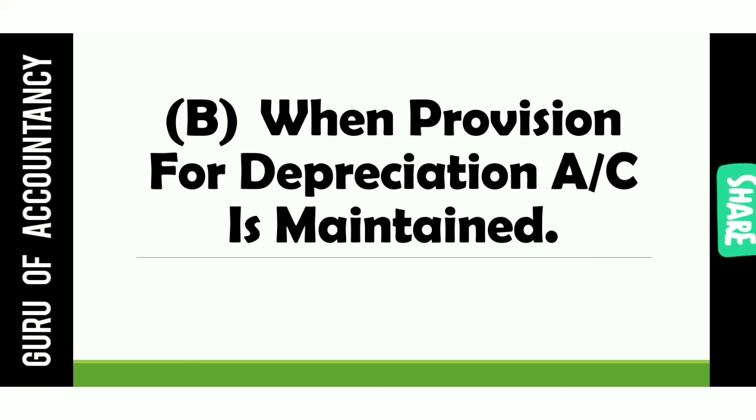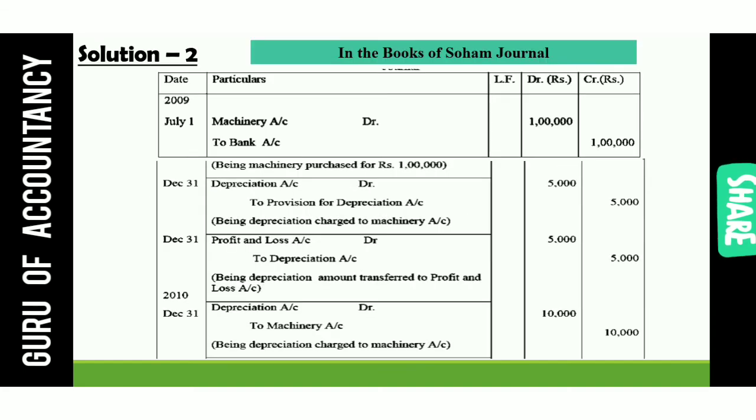Second, when provision for depreciation account is maintained. So in the second illustration we saw charging depreciation to asset. Now we are trying to solve exercise on the second method when provision for depreciation account is maintained. As you all know, in this method we create provision for depreciation.